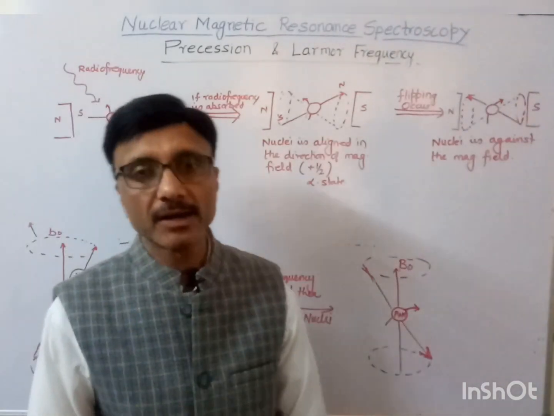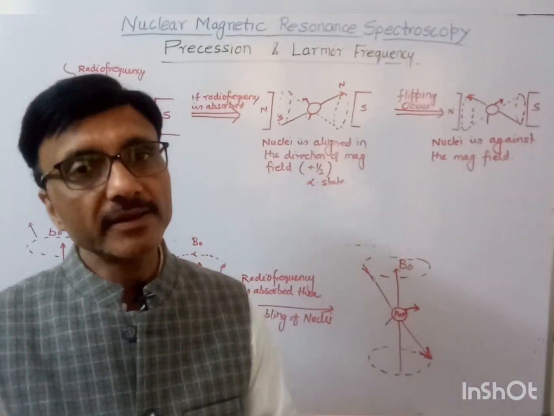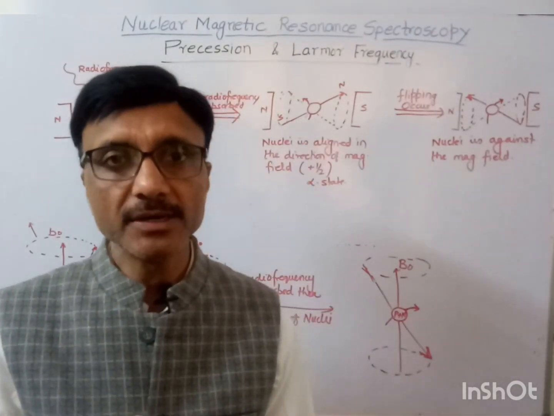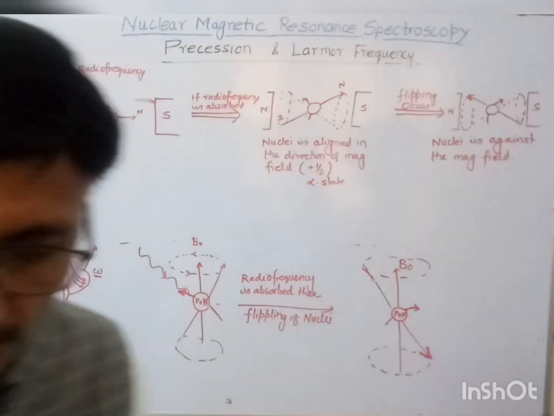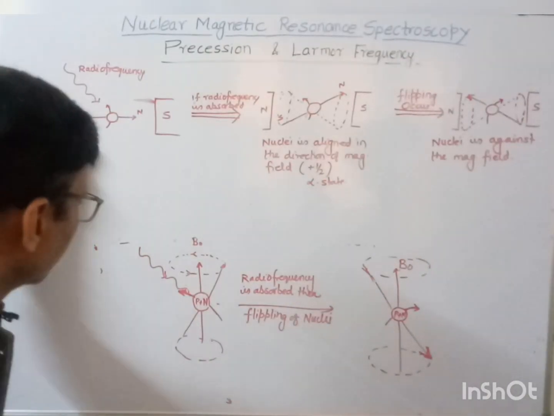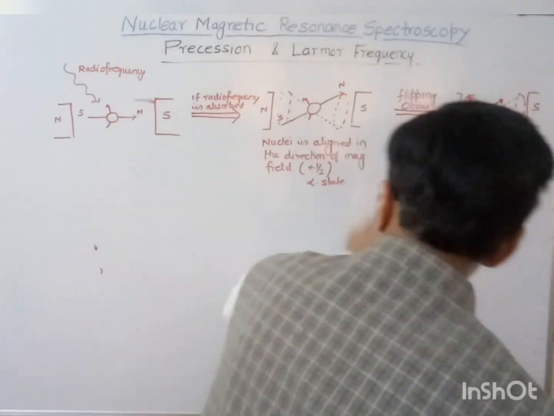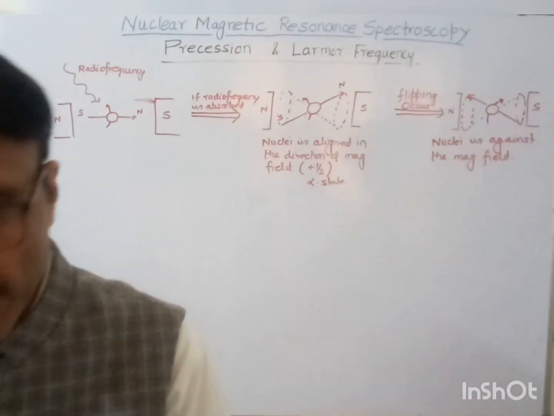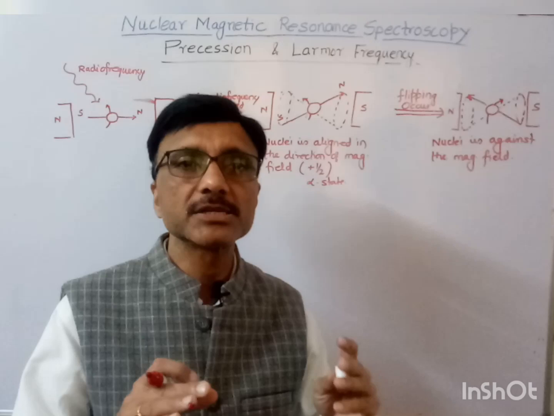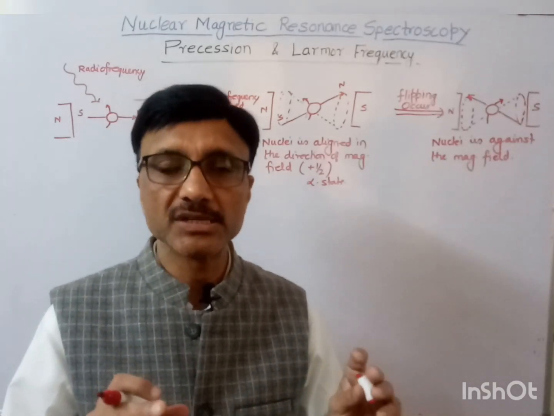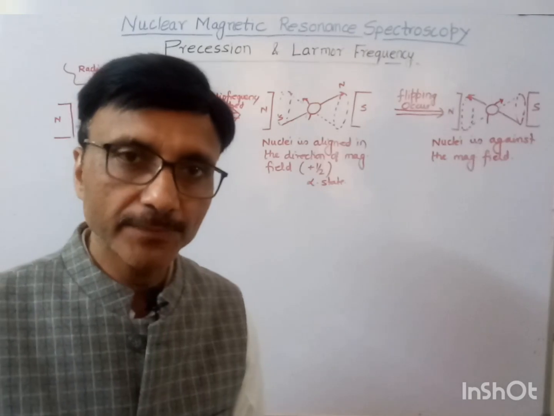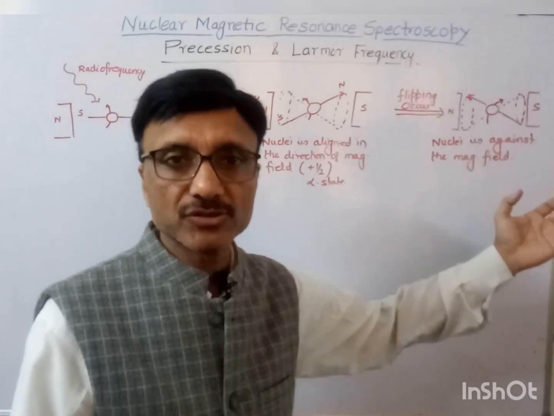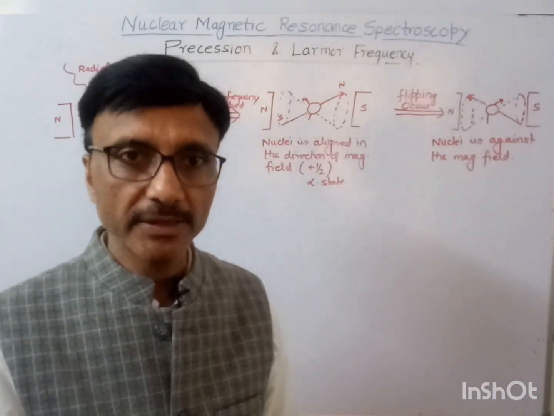So when this flipping occurs, resonance takes place, and when resonance takes place we get the NMR signal. So overall, what is the basic principle? One thing is clear: we will get the NMR signal only when there is absorption of radio frequency. After absorption of radio frequency, flipping takes place and the resonance will occur, and then only we will get the NMR signal.